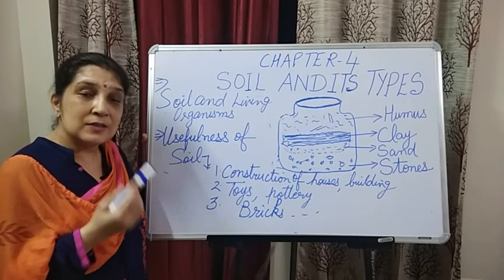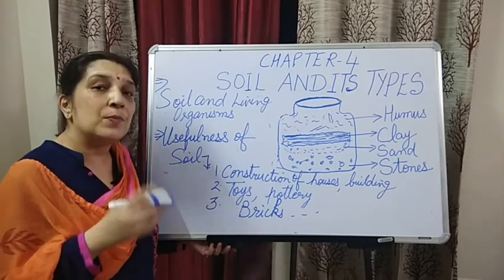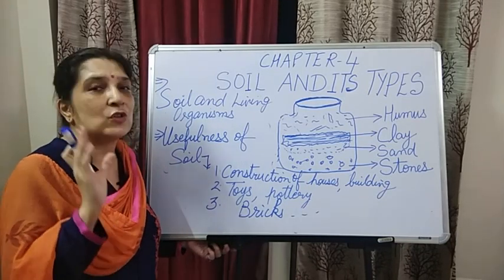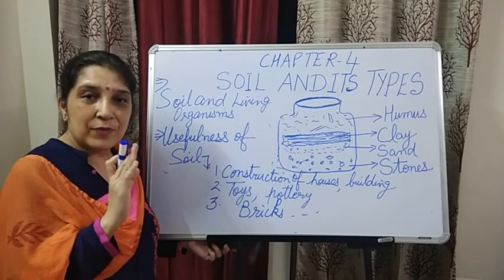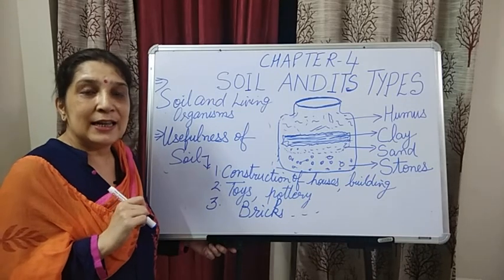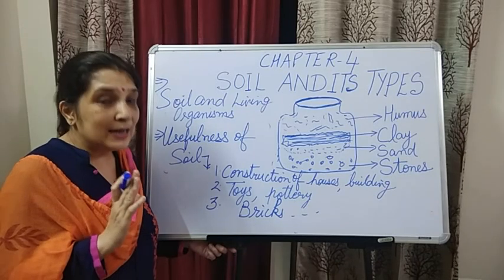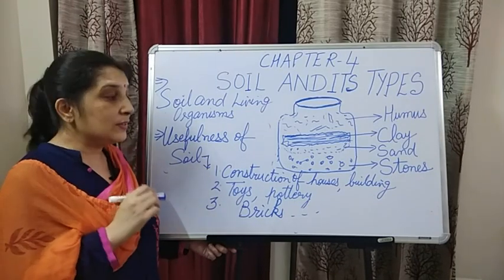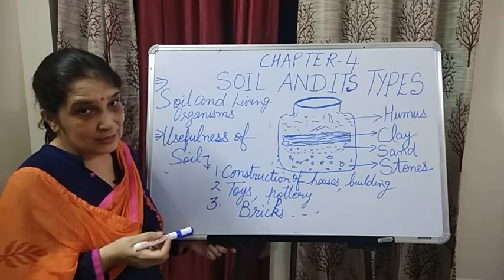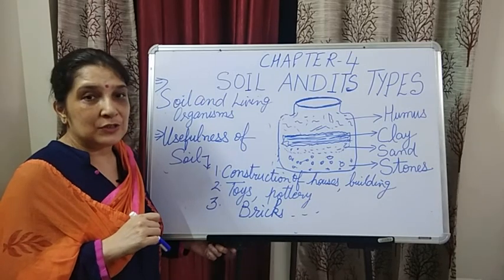Then we discussed clay soil. Clay soil is used by the potters to make pots, toys. Clay soil is very, very soft, with very fine particles. This soil contains water but less air. Now next is loamy soil. Loamy soil, children, contains both sandy soil and clay soil. This soil is very fertile for the plants to grow.